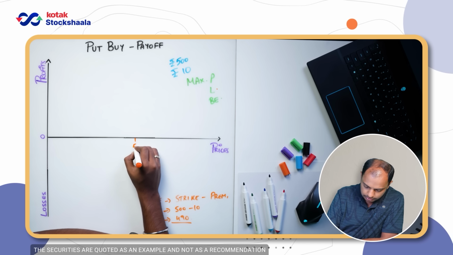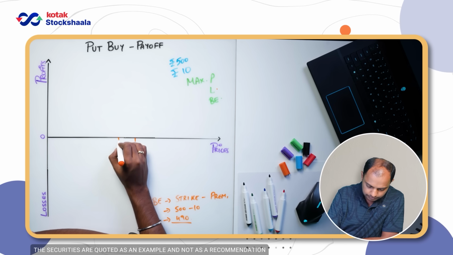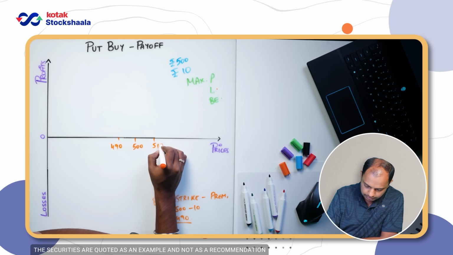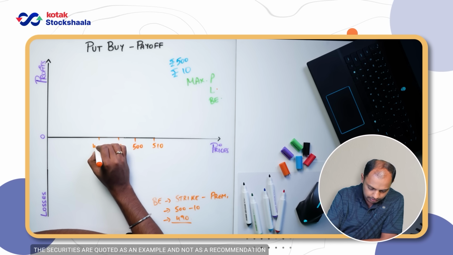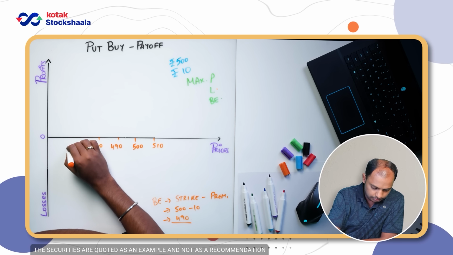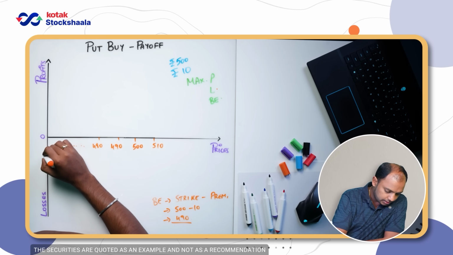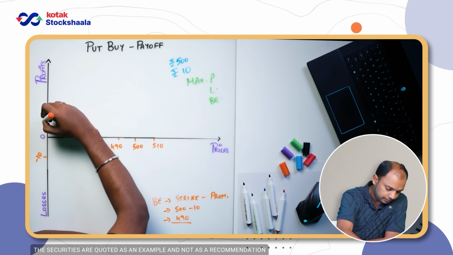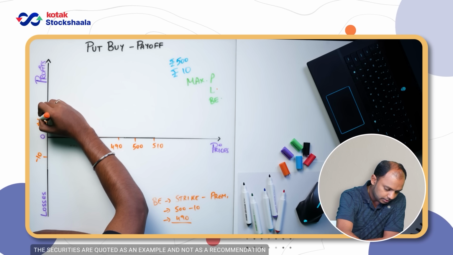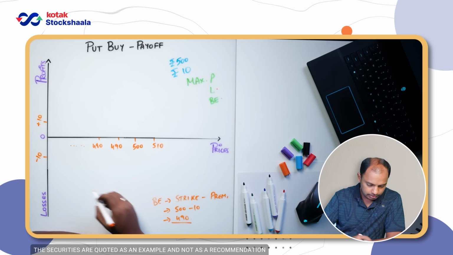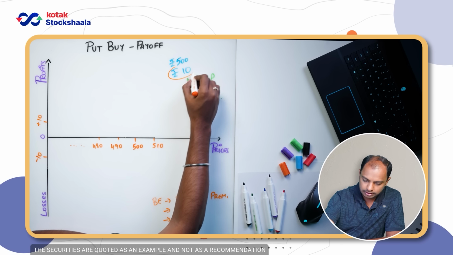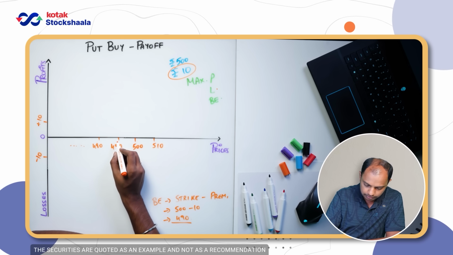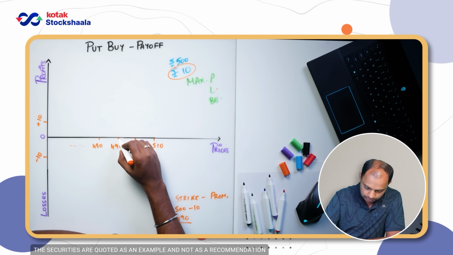So we'll start with 500, 490, 510, 480 and so on and so forth. And on the profit and loss side, let's assume this is minus 10, and this is plus 10. So here in our case, the maximum loss is rupees 10. So this is going to be our maximum loss and our break-even point is at 490, right?